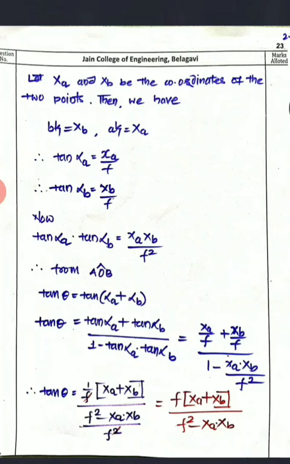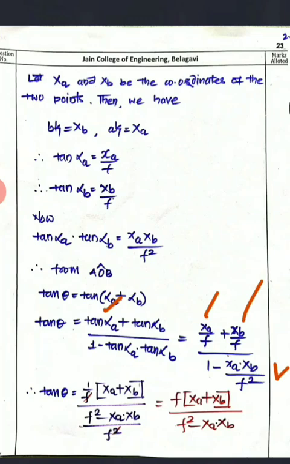In the same manner we have described here, we are going to use that function here, as tan theta is equal to tan alpha A plus tan alpha B divided by 1 minus tan alpha A into tan alpha B. The same way you can substitute the values of tan alpha A and tan alpha B into this equation. We know that tan alpha A is equal to xa by f, so here this will be xa by f plus tan alpha B, which is xb by f, divided by 1 minus xa xb divided by f square.